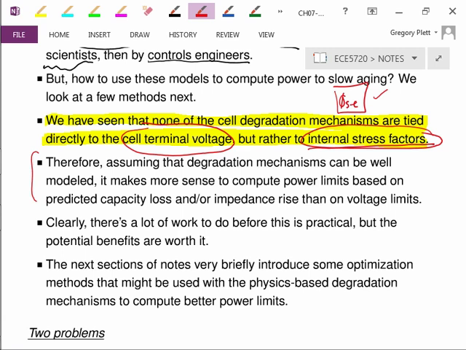In the next couple sections of notes, the remainder of this course, we're going to introduce very briefly some optimization methods that might be used to compute physics-based power limits based on degradation mechanisms. And this topic we're talking about right now is extremely short, and it's just an introduction to the introduction, if you will.